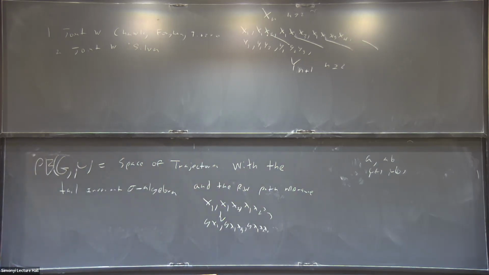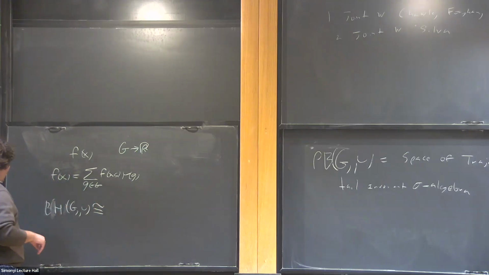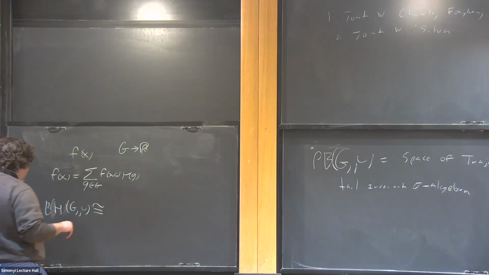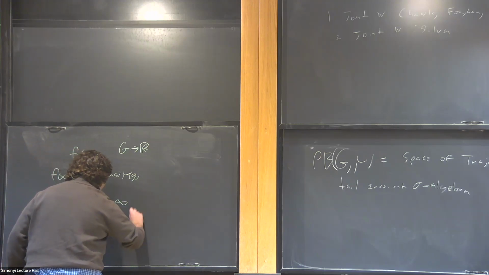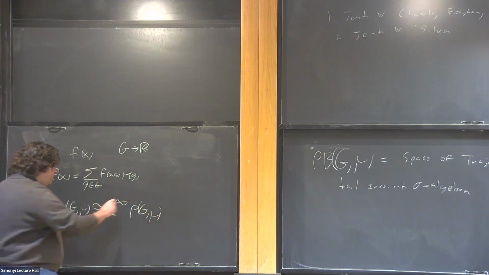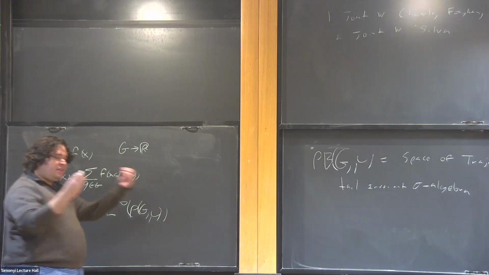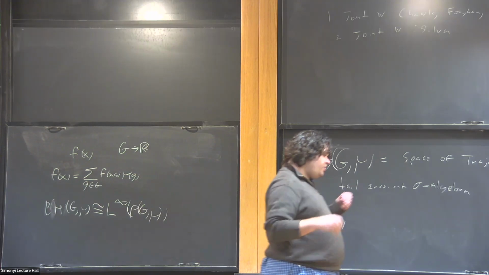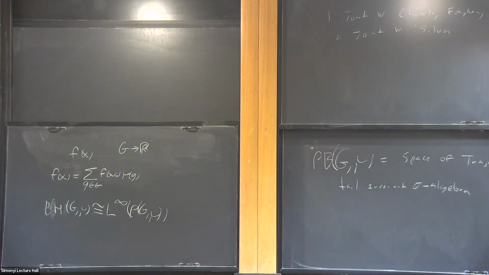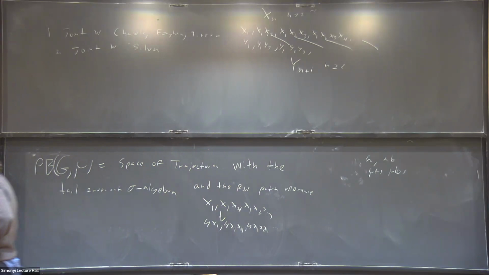And Furstenberg observed that the space of bounded harmonic functions on G mu is isomorphic to L infinity of the Poisson boundary of G mu. And in fact, not only is it isomorphic, it's isomorphic as a representation. This intertwines the G actions. So if you want to understand bounded harmonic functions, you want to understand the Poisson boundary. If you want to understand the Poisson boundary, you need to understand bounded harmonic functions.